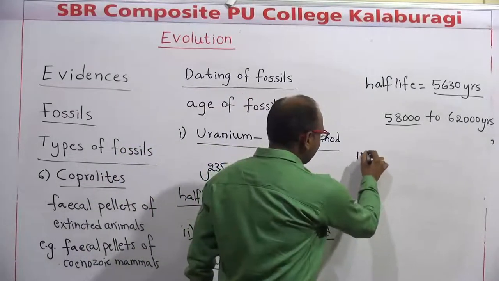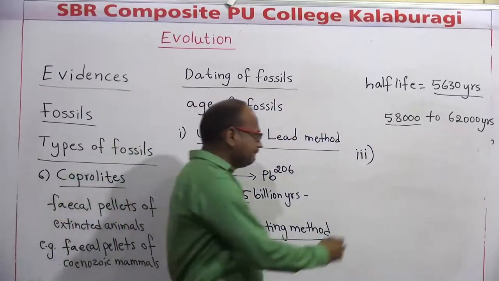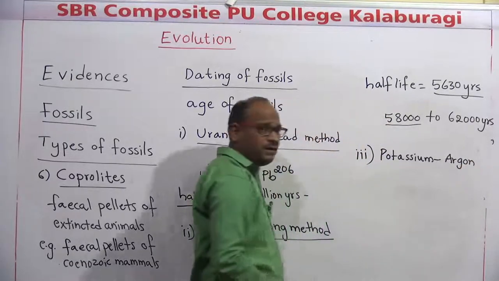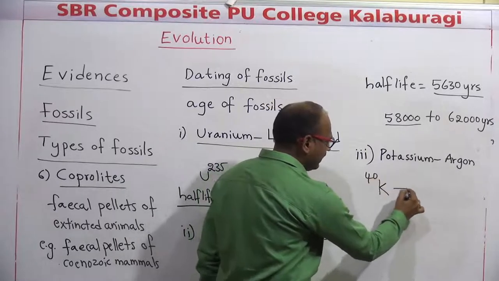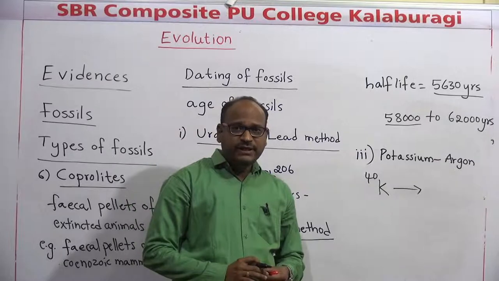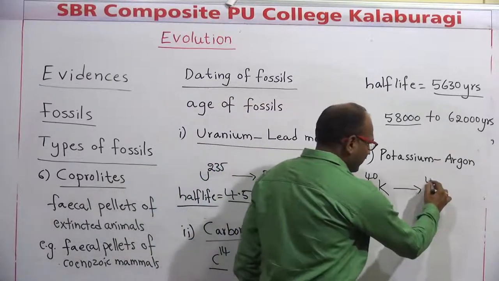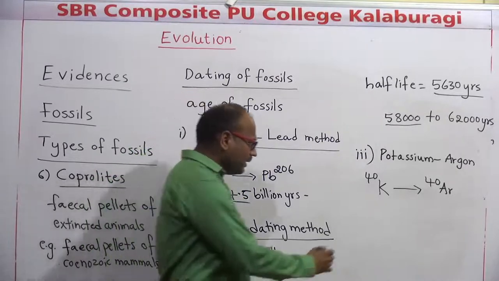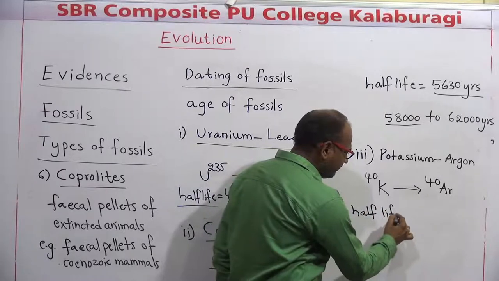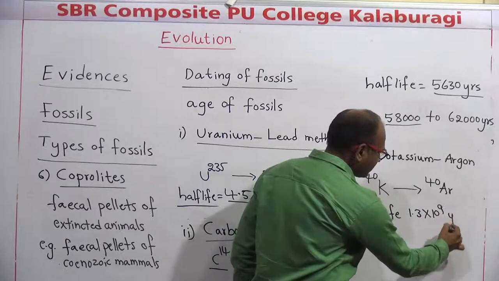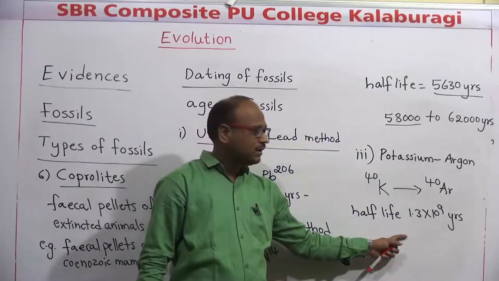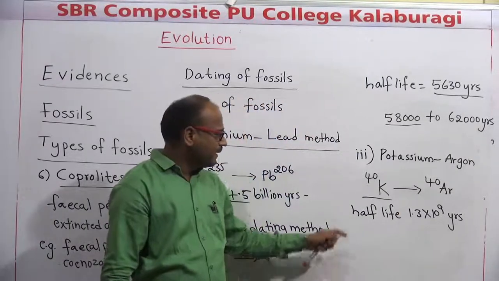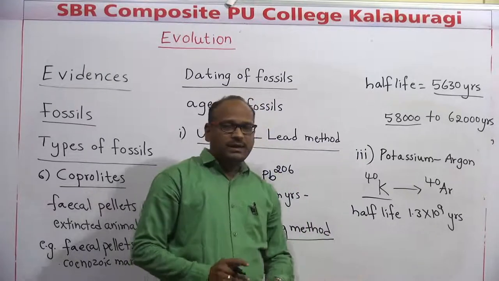Next, the potassium argon method. Potassium 40K is the radioactive substance. By emitting radiation, it is converted into argon 40, 40Ar. Its half-life is 1.3 into 10 power 9 years. This much of years. By using this method, we see how much of the half-life of potassium is completed. Based on that also, we can calculate the age of the fossils.